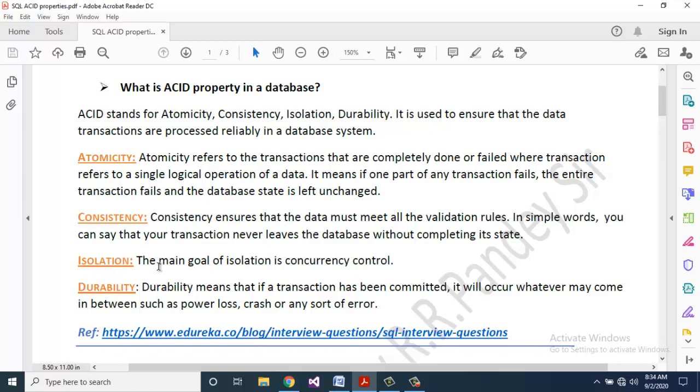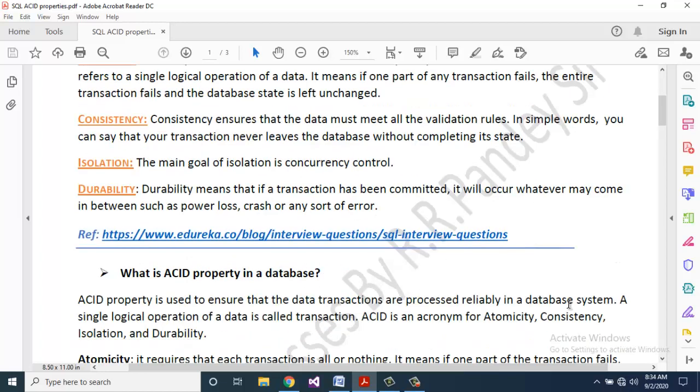Isolation. The main goal of isolation is concurrency control. Durability. Durability means that if a transaction has been committed, it will occur whatever may come in between, such as power loss, crash, or any sort of error.